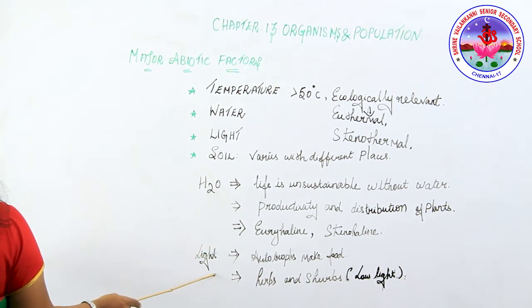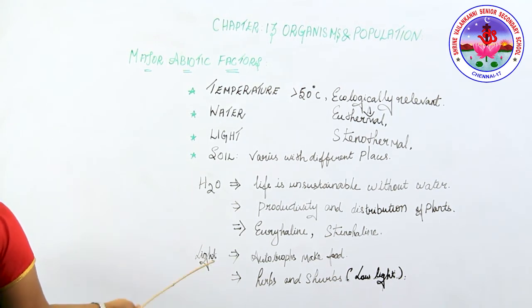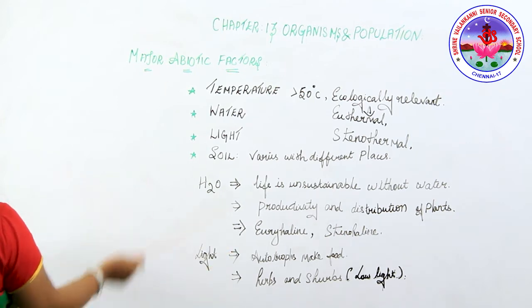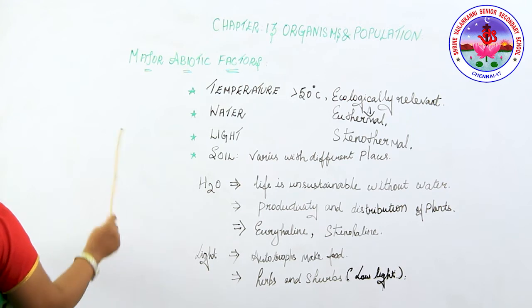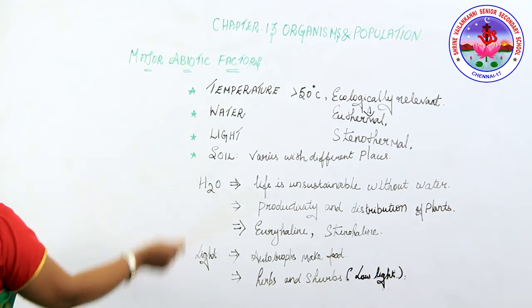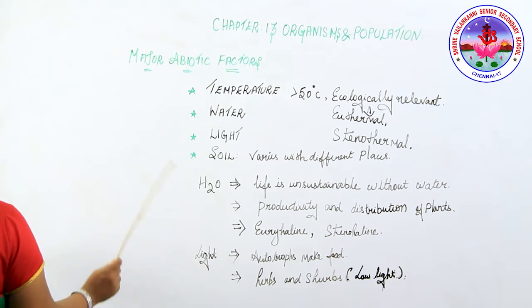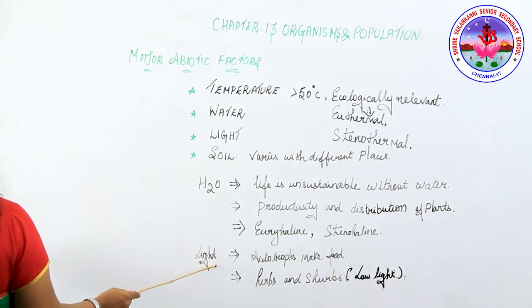So next we move on to light. Light is very essential to plants, because plants are the producers, and every organism depends upon light. When you see temperature, soil, light and water, there is an interconnection between all these abiotic factors. If you see them one by one, without them we cannot survive. So light plays a major role.